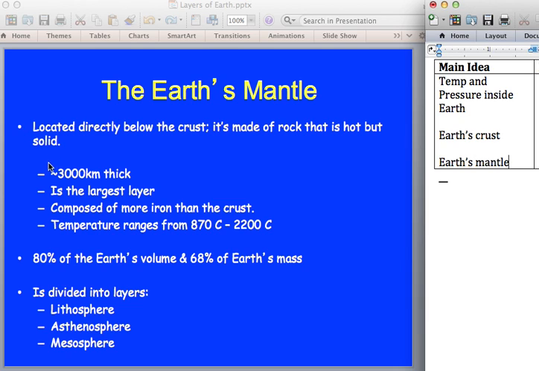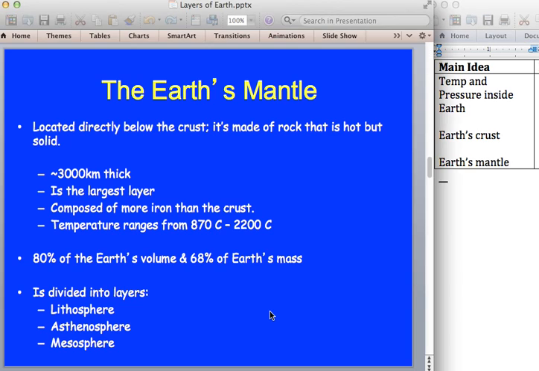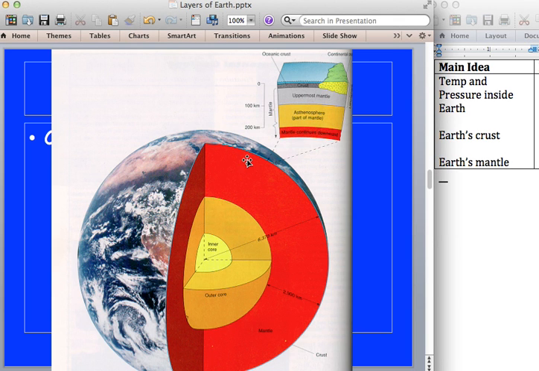Right, it's about 3,000 kilometers thick. It's the biggest layer, right? And the biggest difference between the mantle and the crust is its different types of rock, right? And this has a lot more iron than the crust. Temperature, we're starting to get really hot right now, right? You don't need to know the numbers about volume and mass, but it is the biggest layer. And we divide the mantle into 3 layers that we're going to talk about quickly. Lithosphere, asthenosphere, which you do need to know how to say and spell, and mesosphere. So if we were to look in our diagram again, the mantle is going to be the red layer, right?